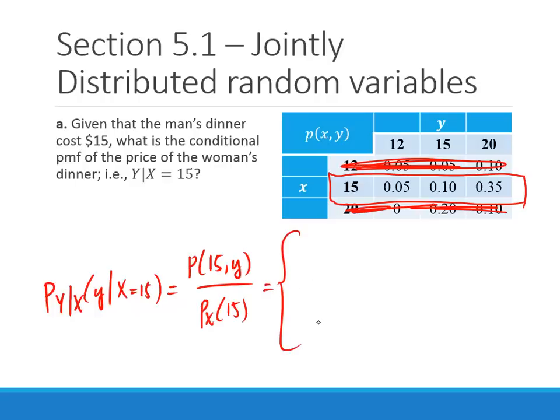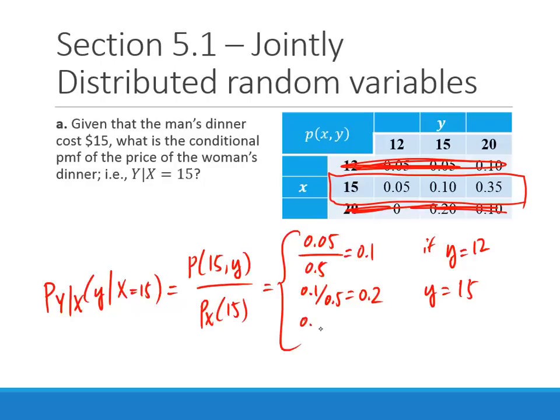So here my conditional PMF: the joint density is 0.05 if y equals 12. Then I just need to divide by the probability that x equals 15, which we found previously was 0.5. So that's 0.1. Similarly, we have 0.1 divided by 0.5, so it's 0.2 if y is 15. And finally, we have 0.35 divided by 0.5, which is 0.7 if y equals 20. So you can zoom in on a part of the table, but then we want to make sure that it adds up to 1. So we divide each number by the row total, which is what we're doing there.